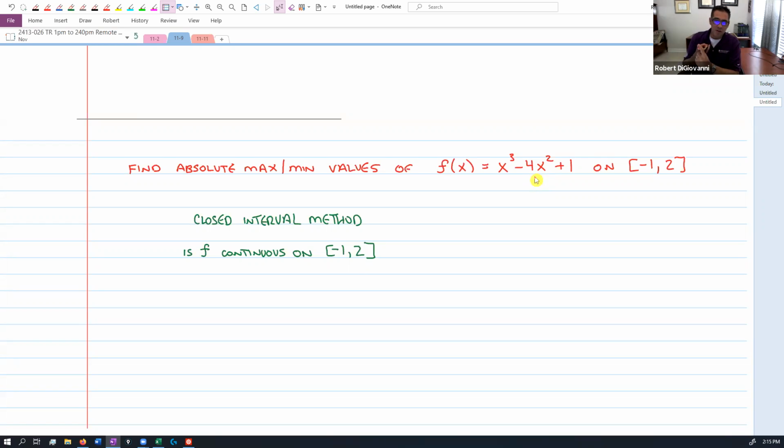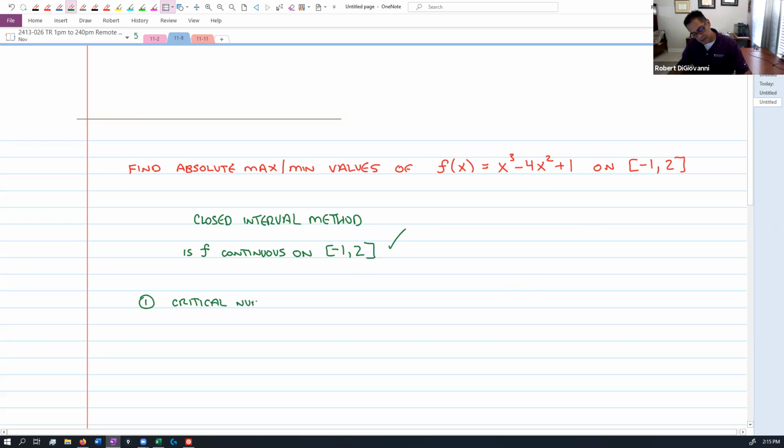All rational functions are continuous on their implied domains. All trig functions are continuous on their implied domains. So this is a polynomial. Look, it's continuous. There are no jumps, breaks, corners, or cusps. So this is a good function, right? Yes, it is. So if it's a continuous function on that interval, then we should be able to use the steps here. The first step is I need the critical numbers.